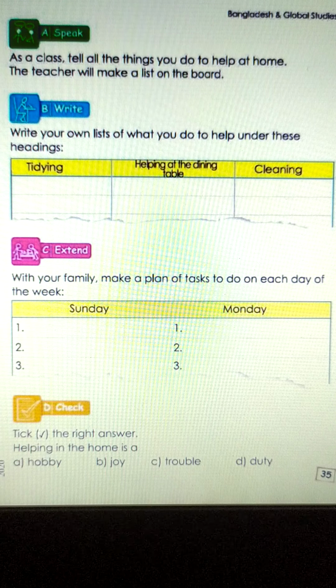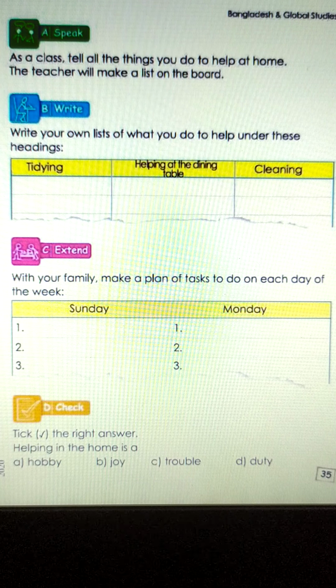Here we can also find some exercises like exercise B. It is written, write your own lists of what you do to help under these headings. There are some headings like tidying, helping at the dining table, cleaning. You can think on your own about doing something for your family and write it here in the book.